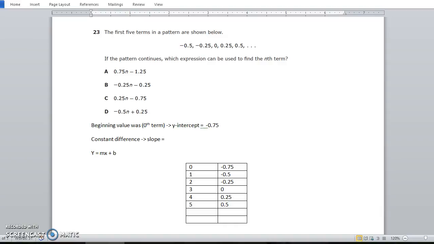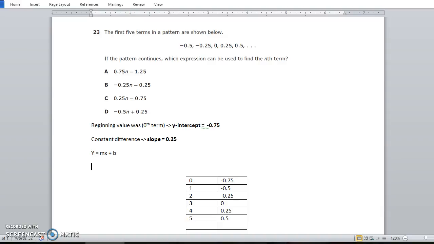And my constant difference, or my slope, we said we were always changing by 0.25. I'm always increasing by 0.25. So if I know my slope and I know my y-intercept, I can plug that information into my equation. The slope is always next to my x, so 0.25x, and then my y-intercept is negative 0.75, so minus 0.75.